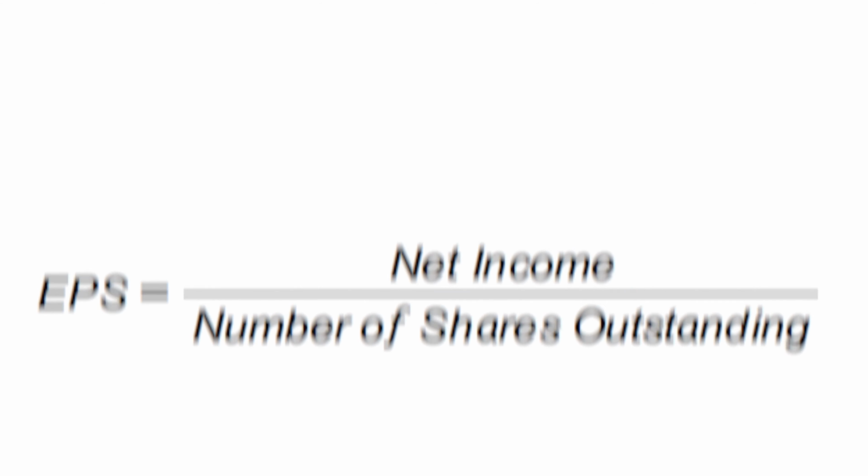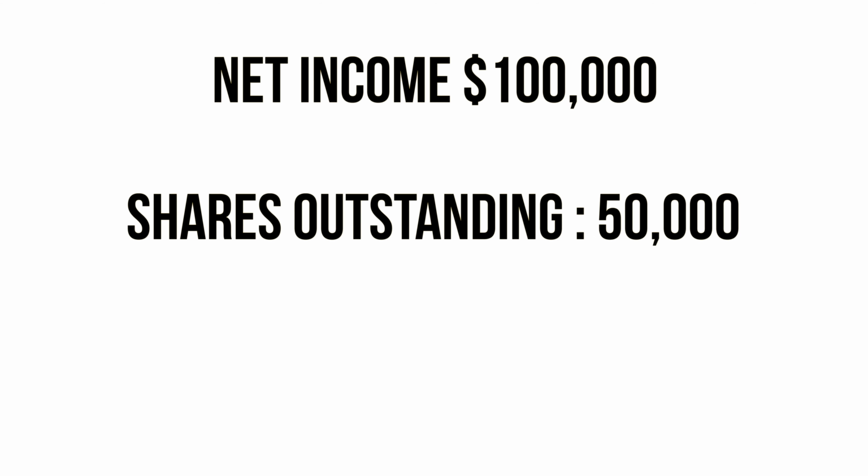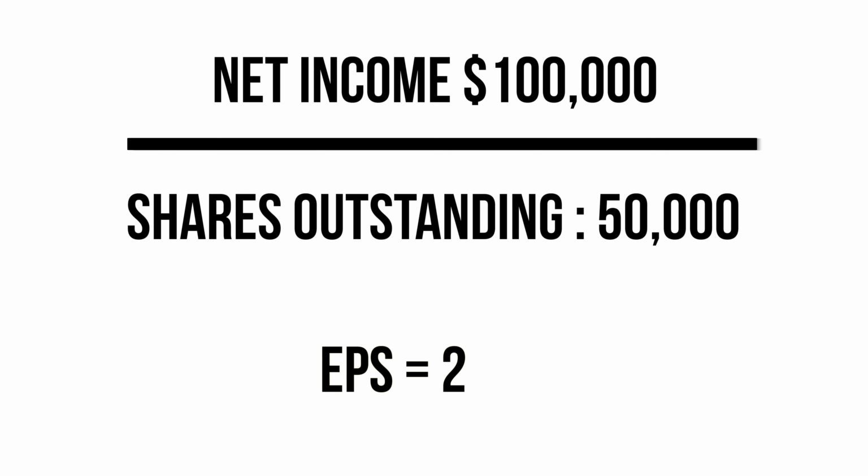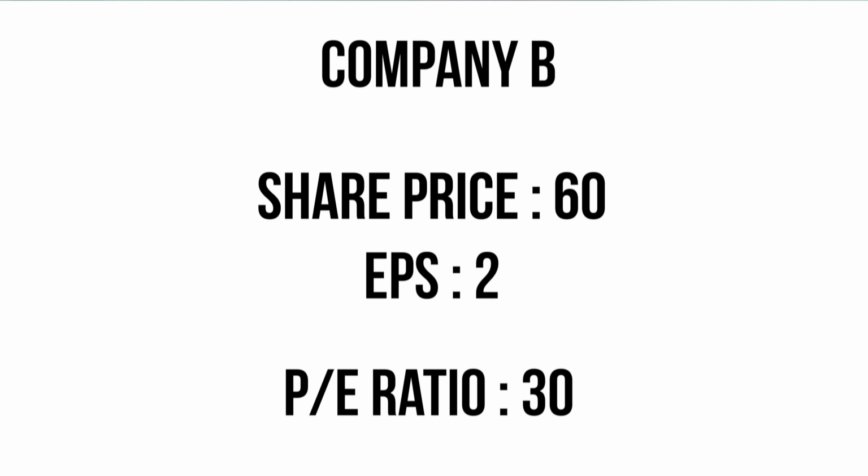So if a company had a net income of $100,000 a year and had 50,000 shares outstanding, it would have an EPS of 2. Putting everything together, say for example, company B has a share price of $60 and an EPS of 2. If you divide those numbers, then you'll be left with a PE ratio of 30.